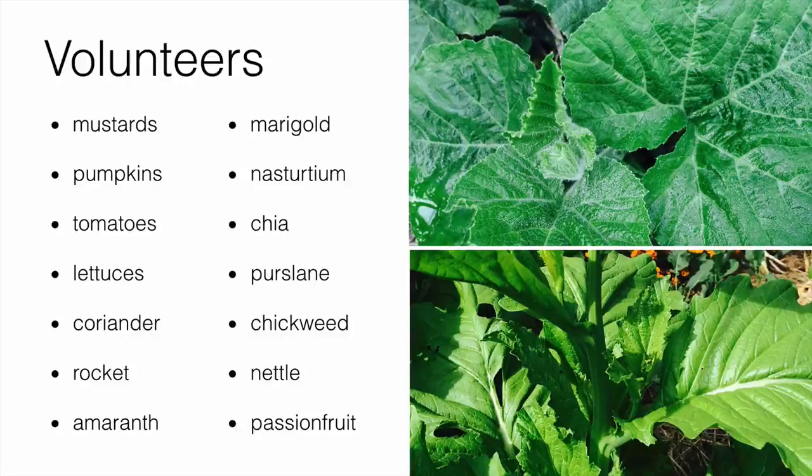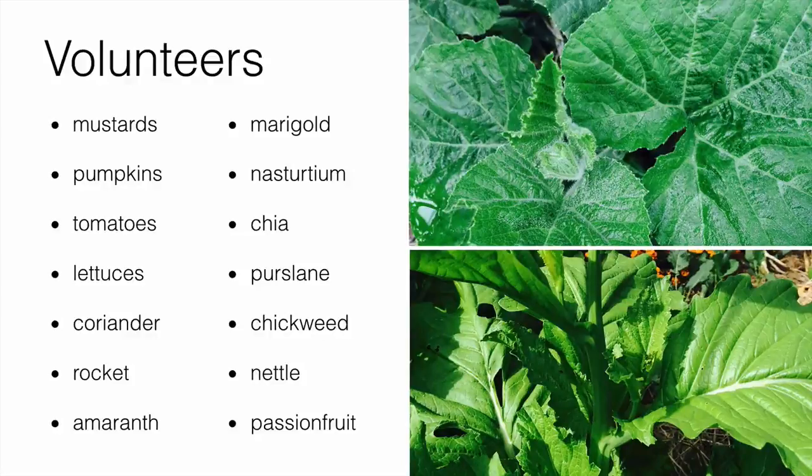And always try and encourage the volunteers within your food forest system, those annual plants in particular that just keep coming back year after year. And as long as your soil environment is fully mulched and rich, as it should be in a food forest, these things will keep coming. So that's your mustards and your pumpkins, tomatoes, lettuces, corianders, rockets, amaranth, flowers like marigold and nasturtium, and even chia can seed itself out through the garden. You might even find little pockets of purslane and chickweed. They're called weeds, but actually they're very useful, edible and medicinal plants, and will colonize parts of your garden that need protection.